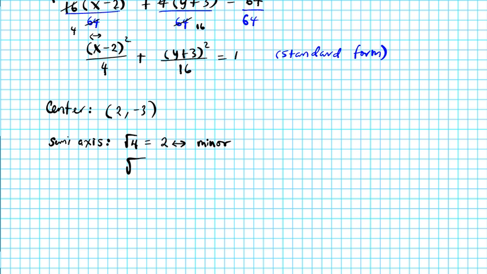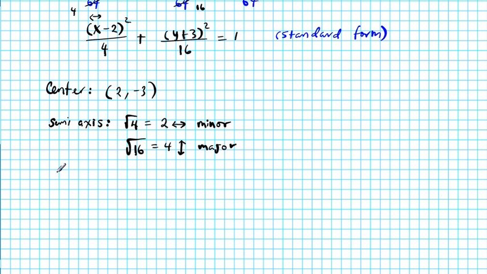So when you square root 16, which is a number under the y, you're going to have 4. And that's up and down. This is going to be a major. Okay, the bigger one is a major, the smaller one is a minor. So this is a semi-minor axis, and this is a semi-major axis. Those are the lengths, all right?